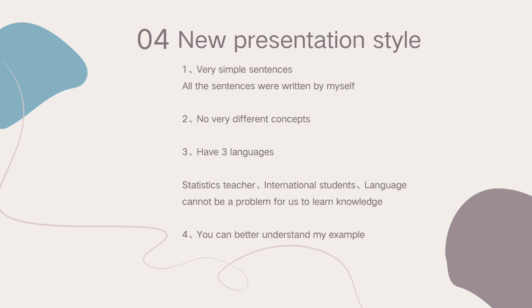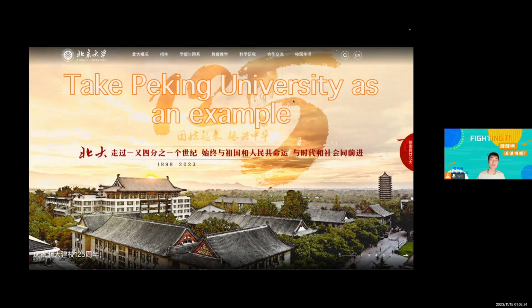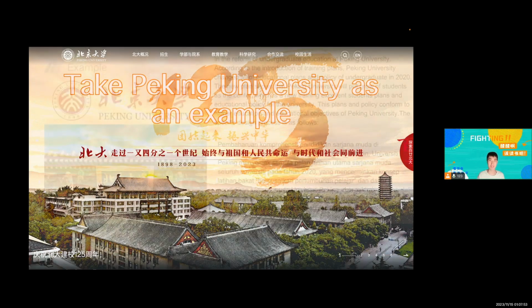Okay, let's go. So first, I will use Peking University as my example because Peking University is the most famous in China and the world. It is a very famous and excellent university in China, like Malaysia's UPM and USM. It is very famous.